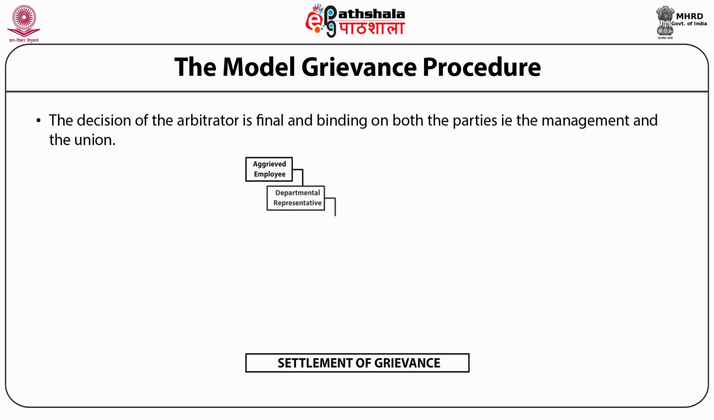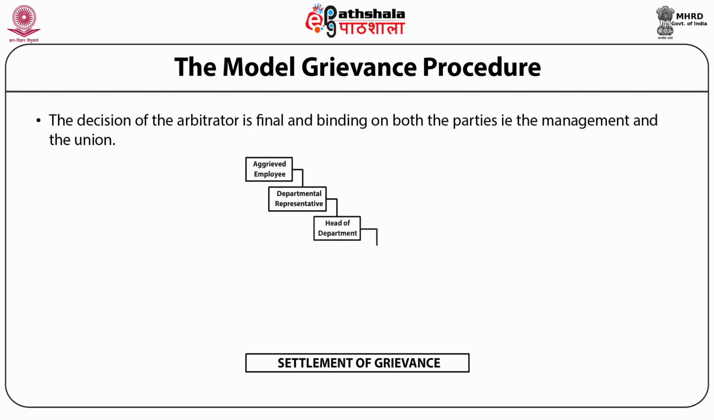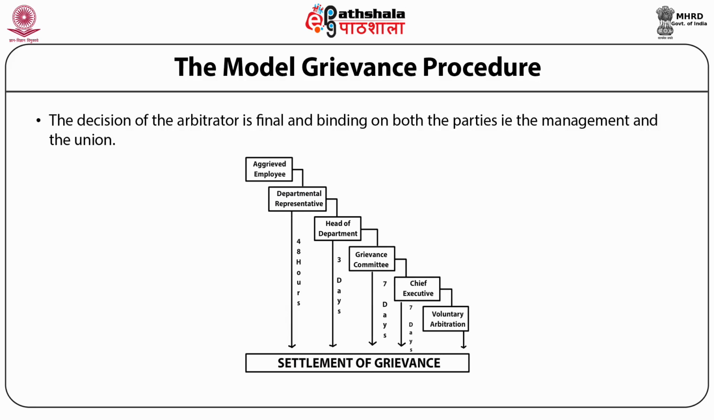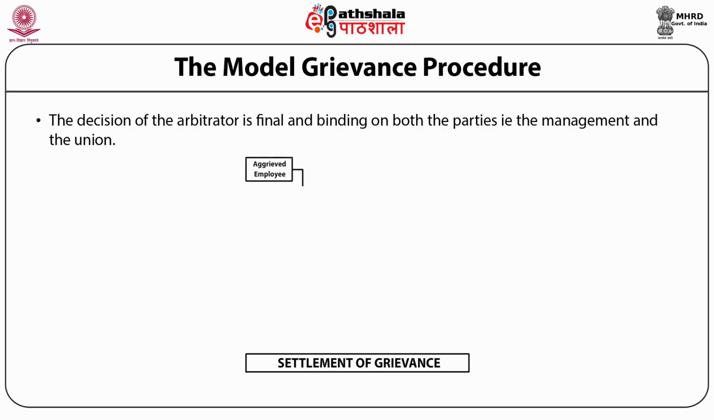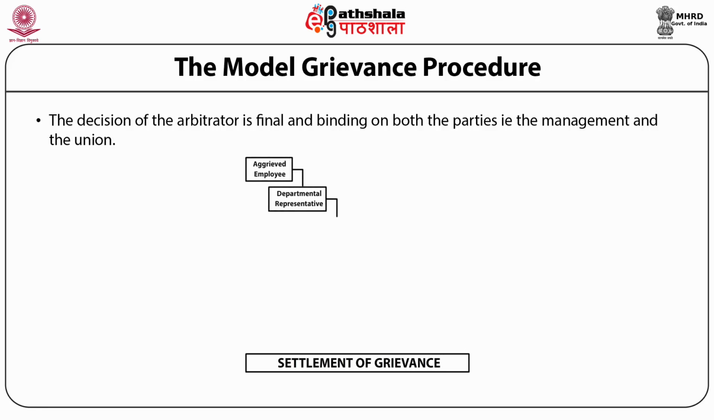Now through the diagram you can see that the aggrieved employee goes to the departmental representative. Within 48 hours that person has to give the answer. If he doesn't give, then it goes to the head of department. The head of department has to give any suggestion or any solution within 3 days. If he doesn't do so, then the grievance goes to the grievance committee. And if the committee doesn't give any answer within 7 days, it goes to the chief executive. Here also the time period is 7 days. Otherwise, a voluntary arbitration is carried out. So this is the model grievance procedure.